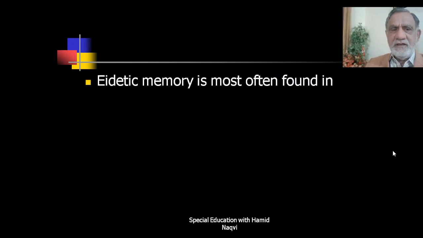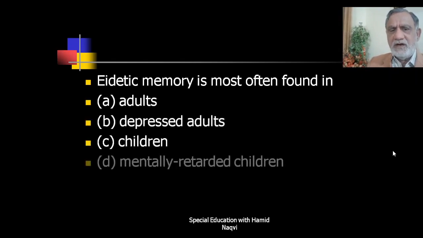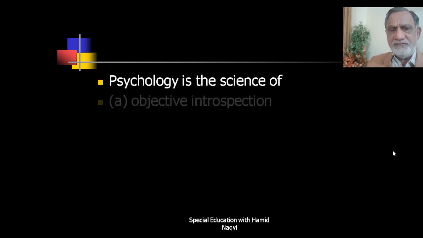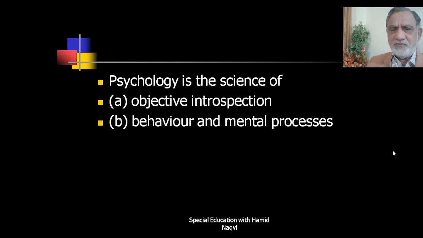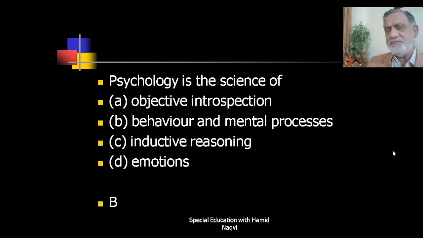Next is: eidetic memory is most often found in adults, depressed adults, children, or mentally retarded children. The answer is C, that is children. Psychology is the science of objective introspection, behavior and mental processes, inductive reasoning, or emotions. The correct answer is B, that is behavior and mental processes.